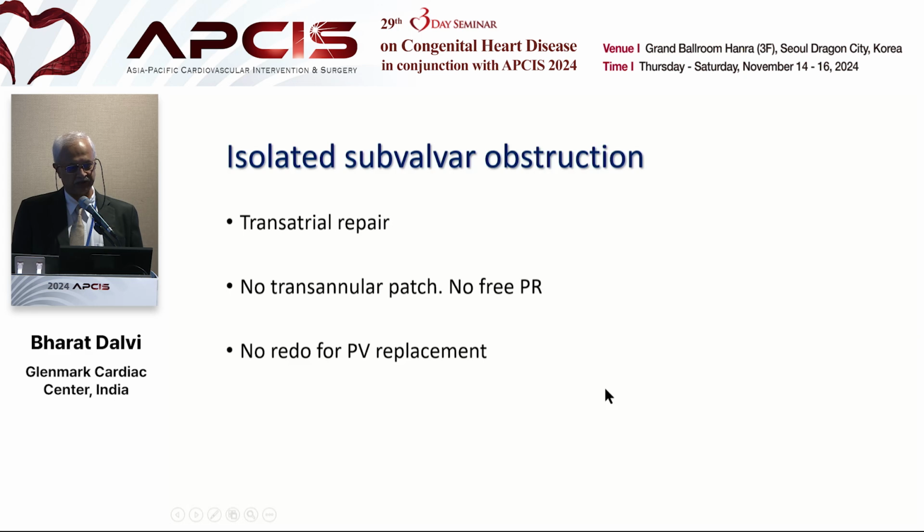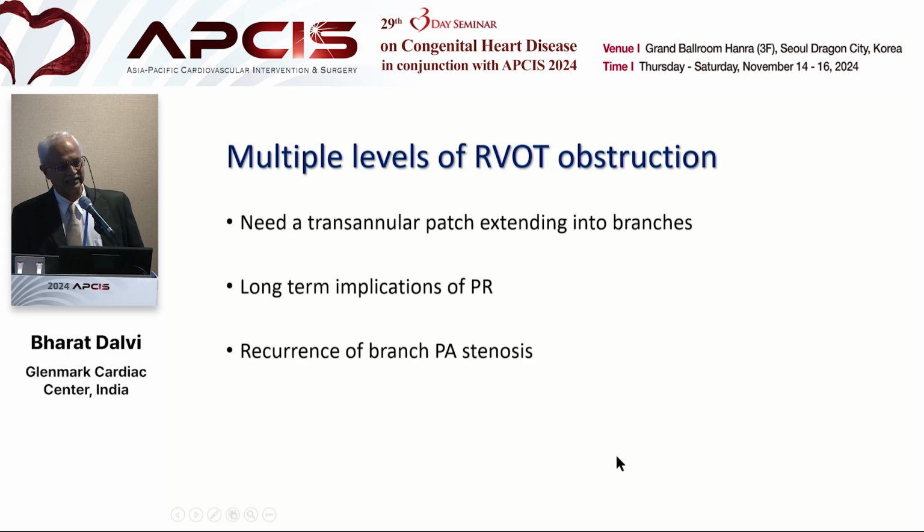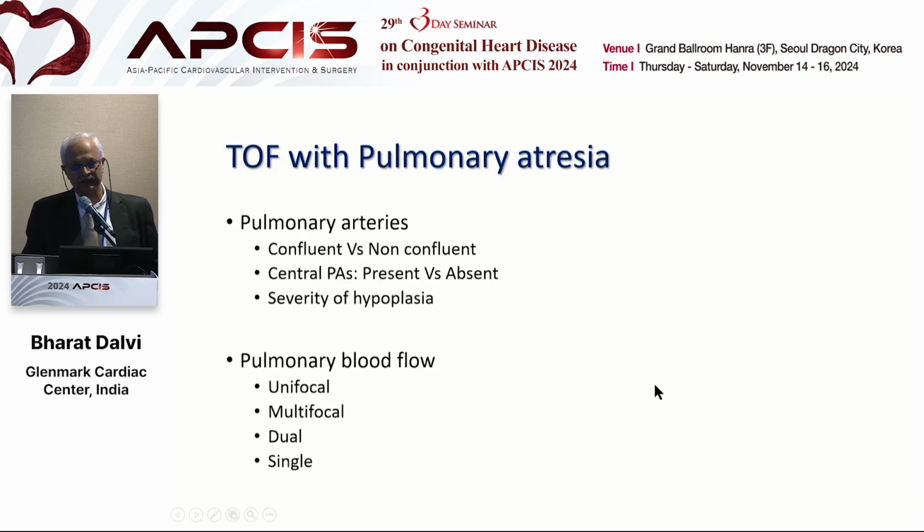Most of these patients don't require a transannular patch, and hence no hassles about long-term free pulmonary regurgitation. So redo is quite uncommon in this subset of patients. As against that, when you have multiple levels of obstruction, I think many of them will need a transannular patch extending over the main pulmonary artery and sometimes into the branches. So there are implications in terms of long-standing pulmonary regurgitation and recurrence of branch pulmonary artery stenosis.